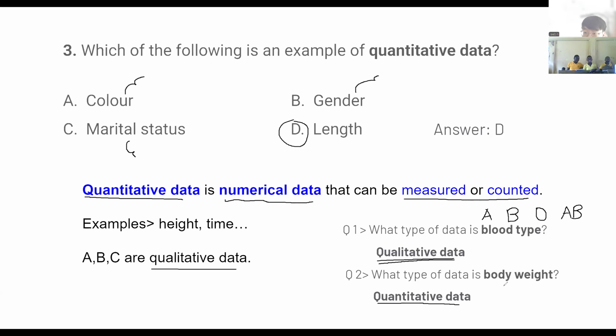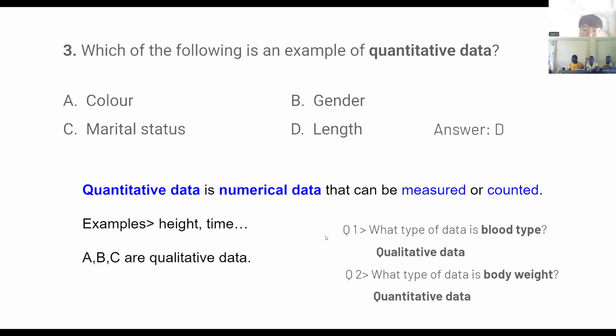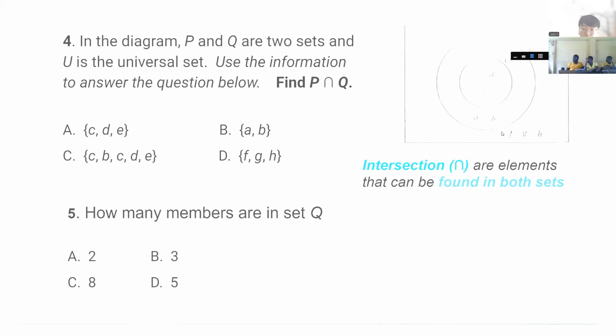Because you can measure body weight by number, right? You can be like 30 kilograms, 40 kilograms. You can measure by numbers, right? And 50 kilograms, you can measure by number. So that's why body weight is quantitative data. So that's the difference between qualitative and quantitative data. Okay. Let's move on to the next question for now.